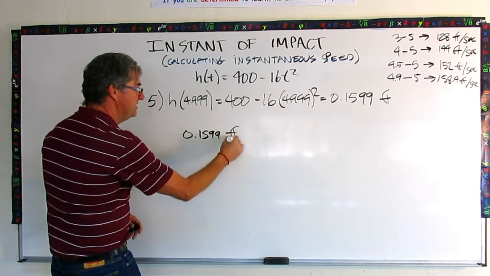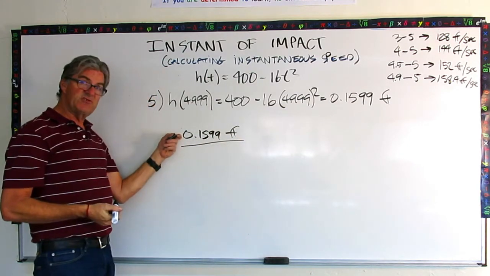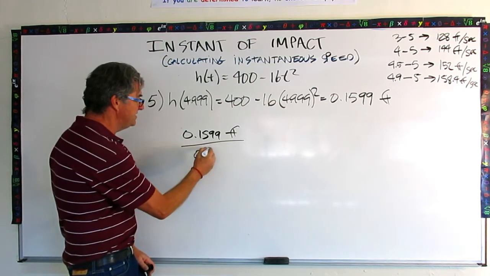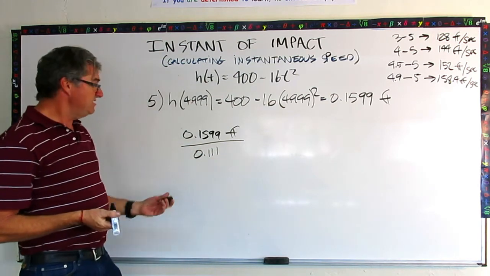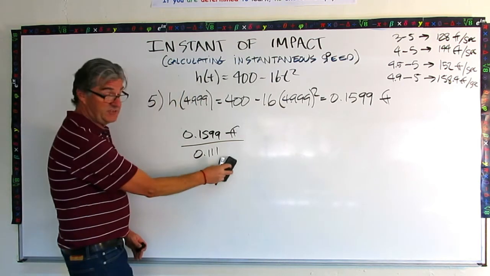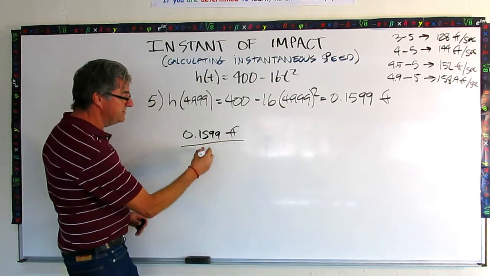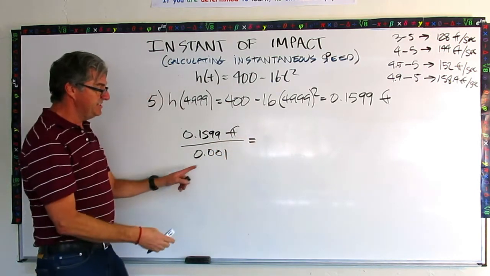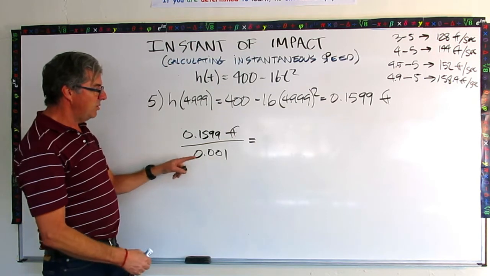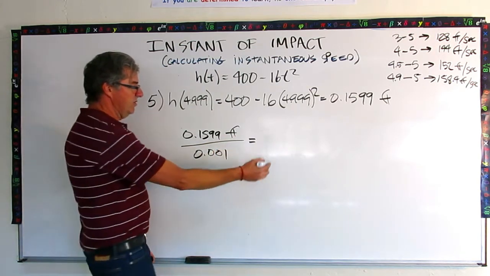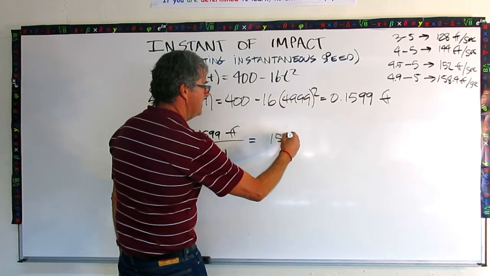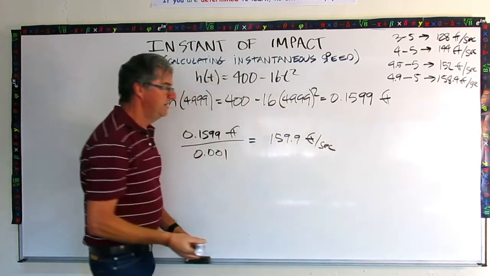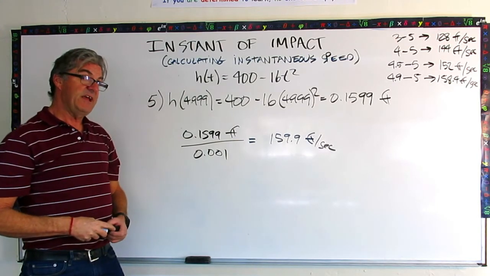So this is 0.1599 feet. And we need to divide the distance traveled by the time spent traveling that distance. And this is 1,000th of a second. 1,000th of a second is written like that, okay? Now this division is also pretty easy. It's dividing by 1,000, but move the decimal places 3 to the right. So we're going to get 159.9 feet per second. So that's not quite the answer.